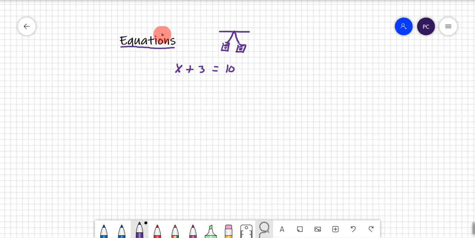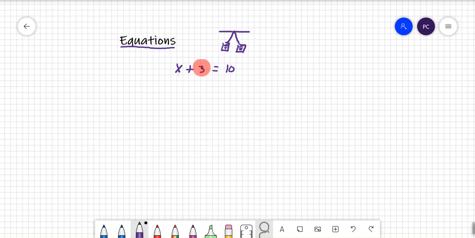But in maths, it's very important that you follow a process in order to figure out what x is. We can think about this like two sides of a balance. We have x plus 3 on this side of the balance, and then we have 10 on this side of the balance. Like this, the balance is balanced. I want to figure out what x is, so I have to get rid of all the numbers around x and just leave x on its own.